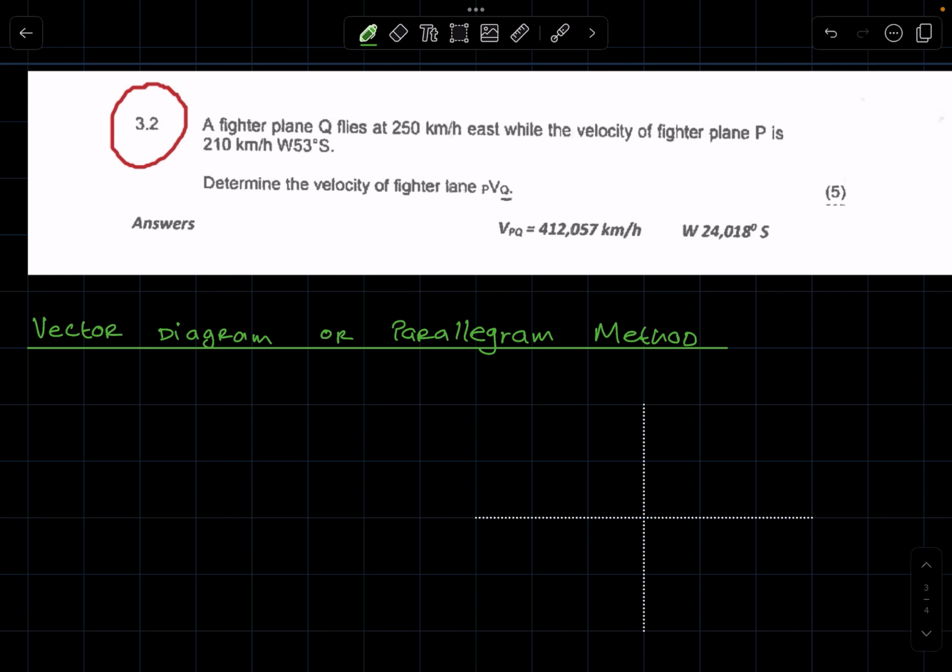Right, we are still looking at relative velocity, but for this video specifically, we'll be looking at how we solve problems based on relative velocity using the parallelogram method, also known as the vector diagram method. Now, if you're watching this video, it means you've already watched the one that precedes this one on my playlist, for problems based on relative velocity, where I essentially do the same problem but using the method of components.